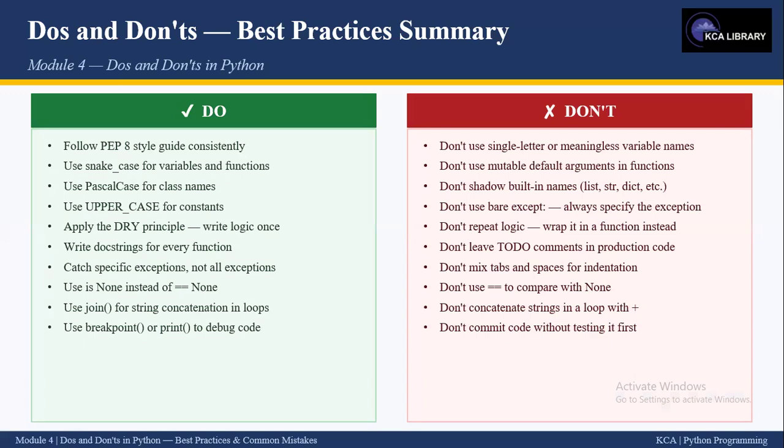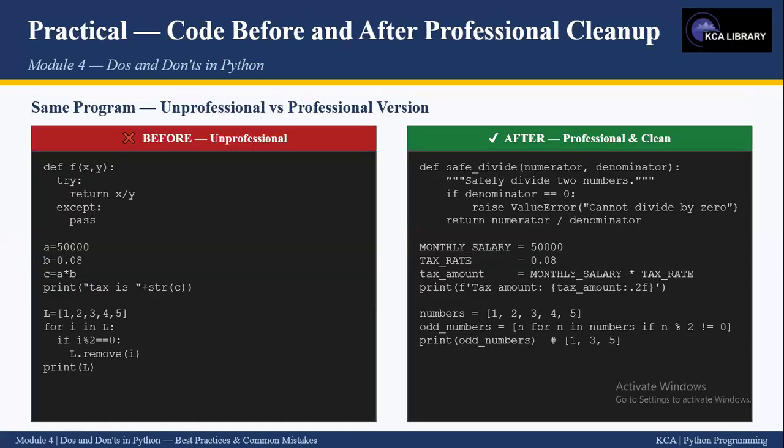Don't use single-letter or meaningless variable names. Don't use mutable default arguments in functions. Don't shadow built-in names like list, string, dictionary, etc. Don't use bare except. Always specify the exception. Don't repeat logic. Wrap it in a function instead. Don't leave to-do comments in production code. Don't mix tabs and spaces for indentation. Don't use equals to compare with None. Don't concatenate strings in a loop with plus. Don't commit code without testing it first.